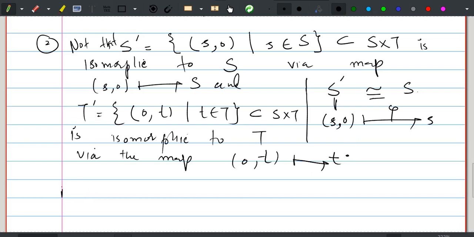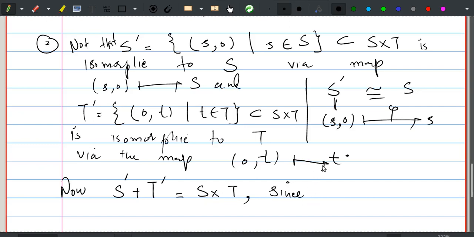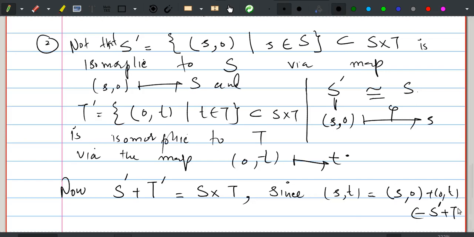Now S prime plus T prime is the same as S cross T, since if I take any element (s, t) over here, this is the same as (s, 0) plus (0, t). Now this element over here belongs to S prime plus T prime. So these two sets are equal.